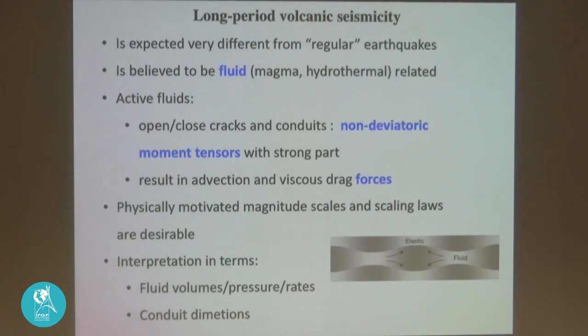But also, these moving fluids will exert advection and viscous drag forces on the walls of the conduits or cracks. And so we need to add a single-force component to our source description, and which component is dominant is a priori not clear. Based on which component is dominant, we might develop a physically motivated magnitude scale. Actually, in my view, today we simply don't have a reasonable magnitude scale for long-period earthquakes because we don't know what the source process is.